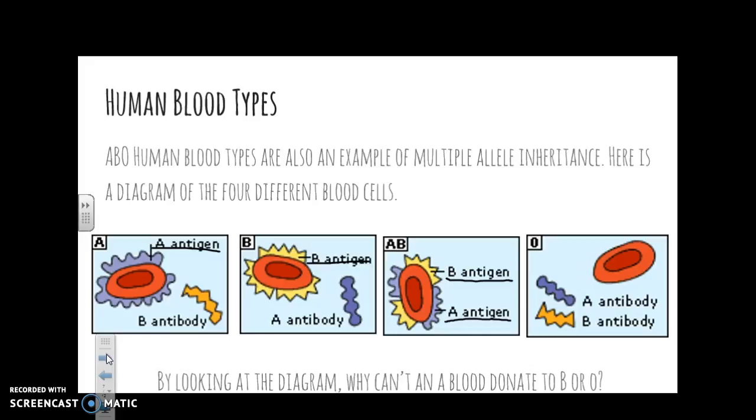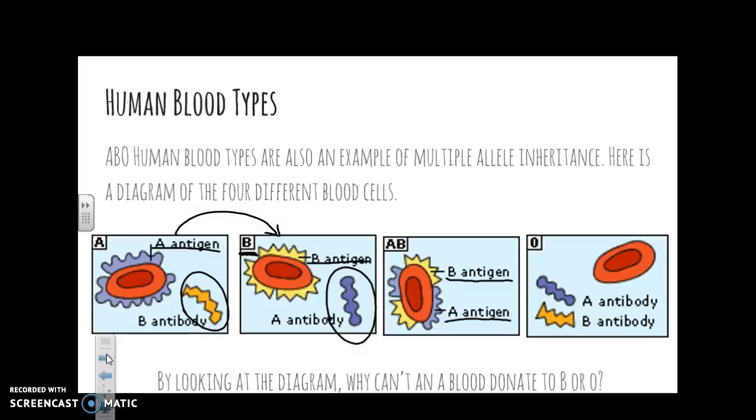So by looking at the diagram, why can't an A blood type donate to B? In other words, what would happen if A donated to B? What would the problem be? Well, here's the thing. A person with A blood produces B antibodies, and a person with B blood produces A antibodies. The antibodies are only going to be present if it senses an invader. So I kind of look at this like a wanted poster where the body knows who to look for that's a bad guy, so to speak.